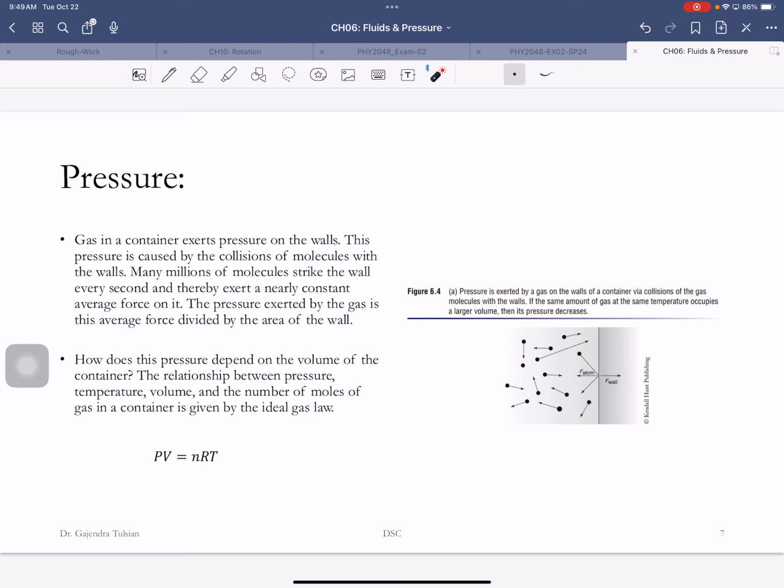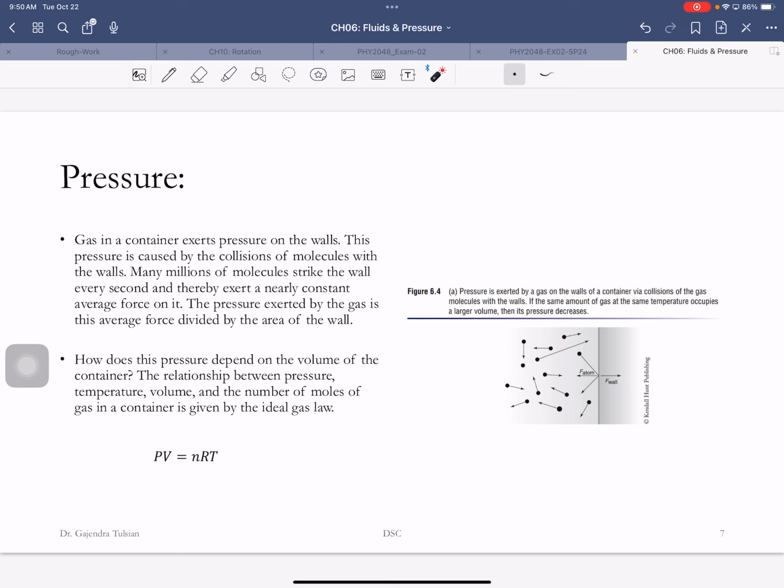Okay, so gas in a container exerts pressure on the walls. This pressure is caused by the collisions of molecules with the walls. Many billions of molecules strike the wall every second and thereby exert a nearly constant average force on it.